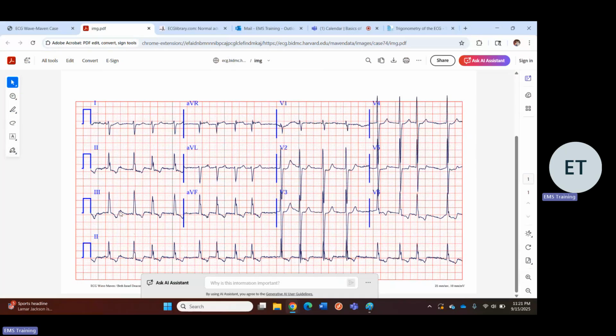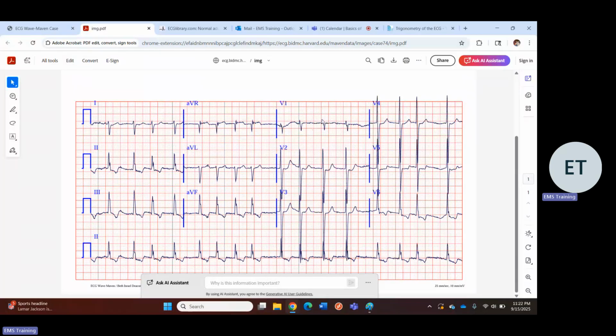Okay, there is T-wave inversion, T-wave inversion, T-wave inversion. So there's T-wave inversion in the inferior part of the heart. There's also ST depression in the lateral part of the heart. With this ST depression and T-wave inversion here, this is kind of a strain-ish pattern.